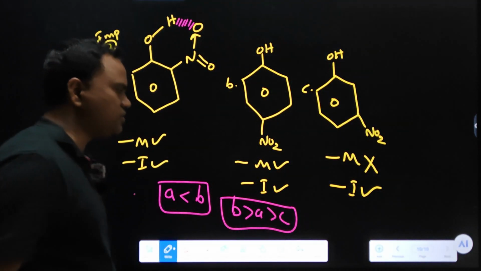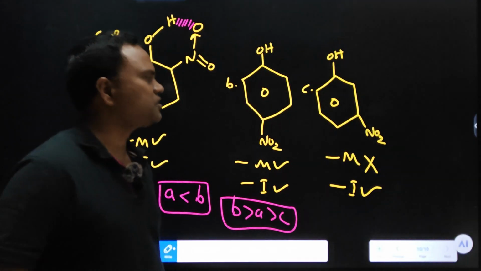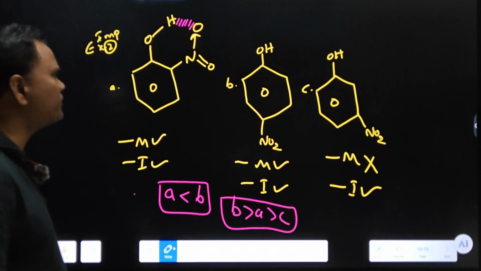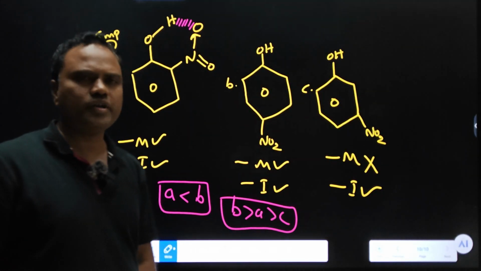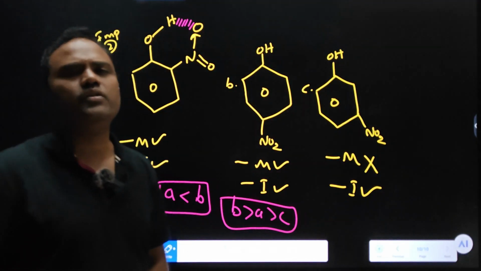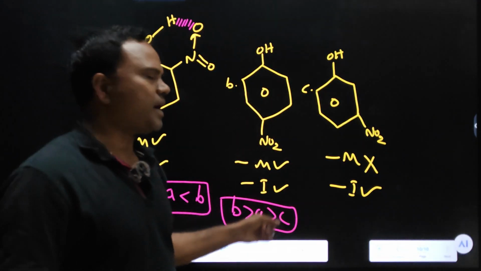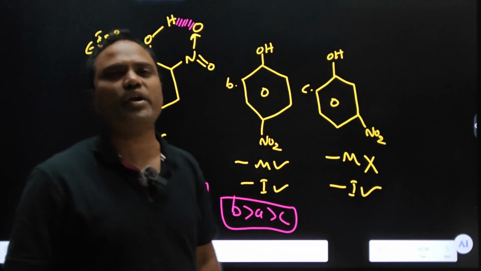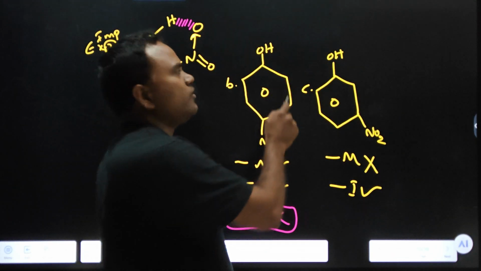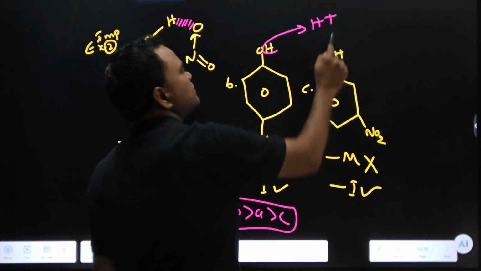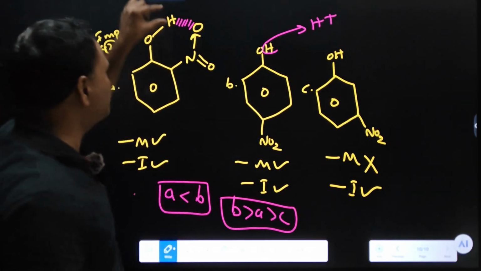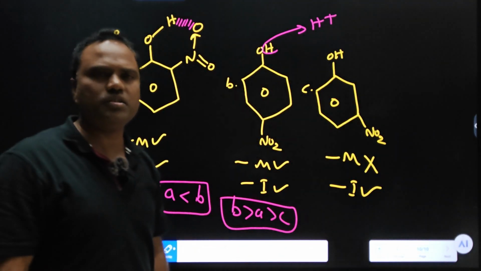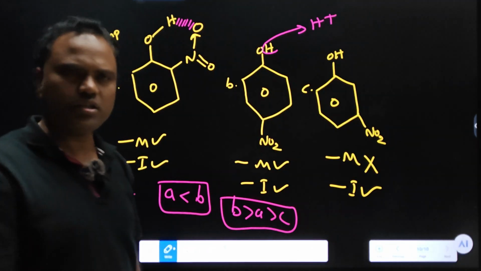C is least. Why is C least? Minus M is not at all present in C. Very important example. When you get orthonitrophenol, paranitrophenol, metanitrophenol, which is more acidic? Paranitrophenol is more acidic. Why? In paranitrophenol, there is no hydrogen bonding. This hydrogen is free, so release is easy. But in this case, this hydrogen is tightly held by the NO2 group, so release of hydrogen is difficult. Remember that point. Clear?